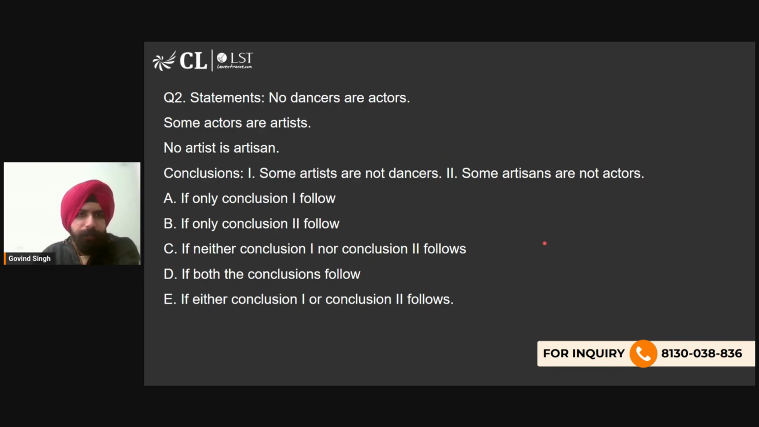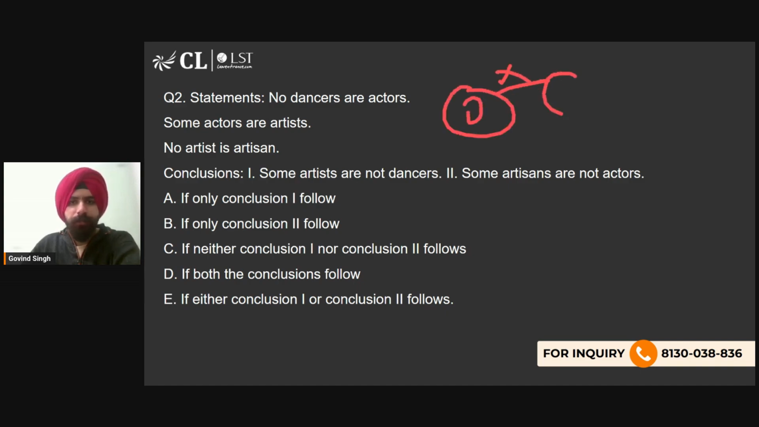No dancers are actors, some actors are artists, no artist is artisan, some artists are not dancers is the first conclusion, some artisans are not actors is the second conclusion. We got to be very fast with these. Okay, time's up. So, no dancers are actors.